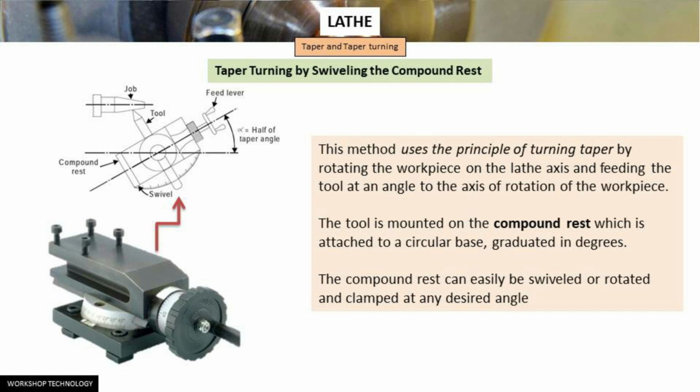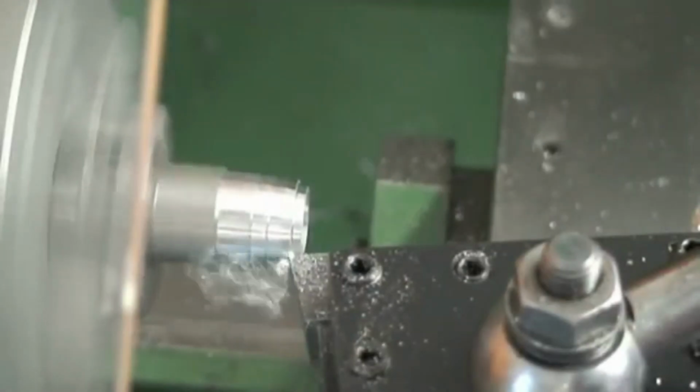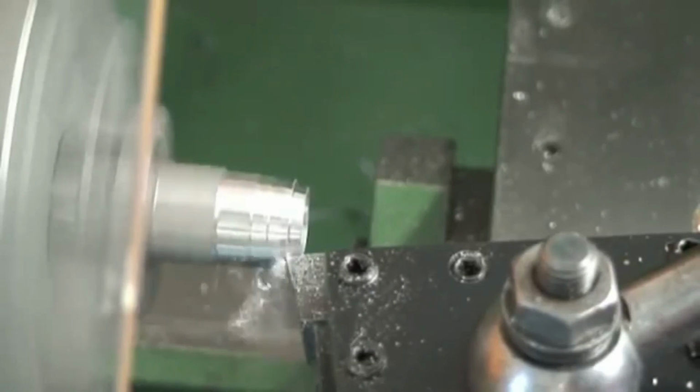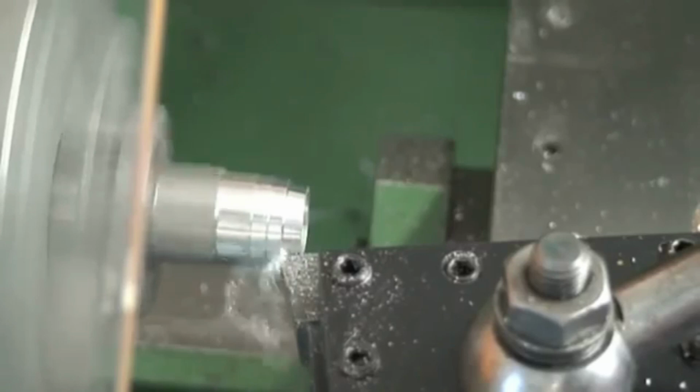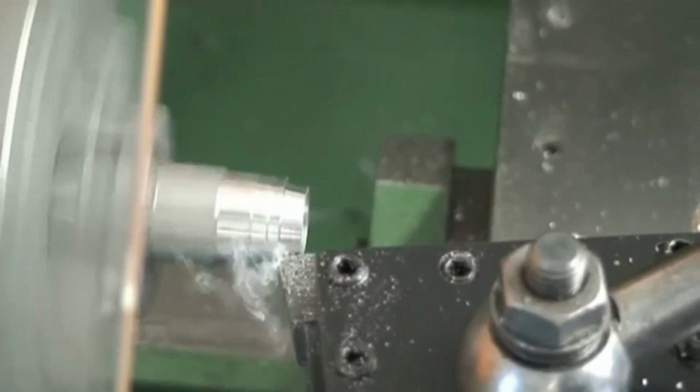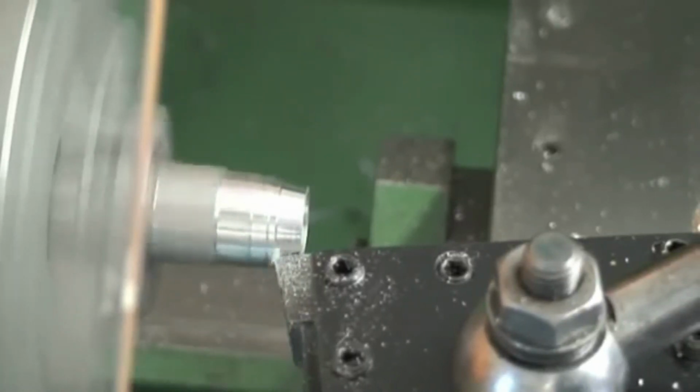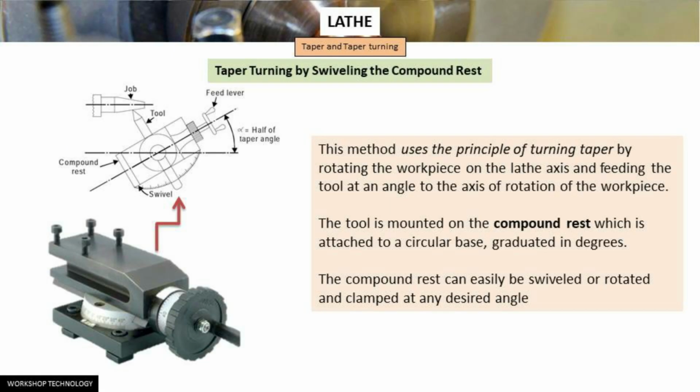Once the compound rest is set at the desired half taper angle, rotation of the compound slide screw will cause the tool to be fed at that angle and generate a corresponding taper. This method is limited to turning a short but steep taper because of the limited motion of the cross slide.